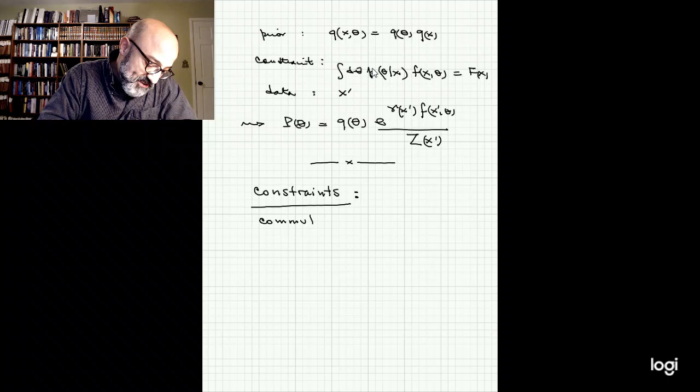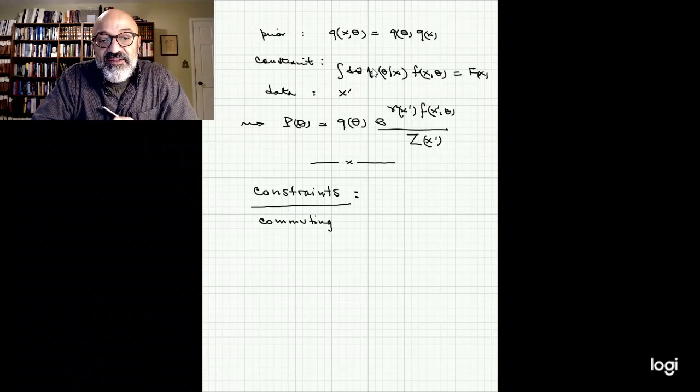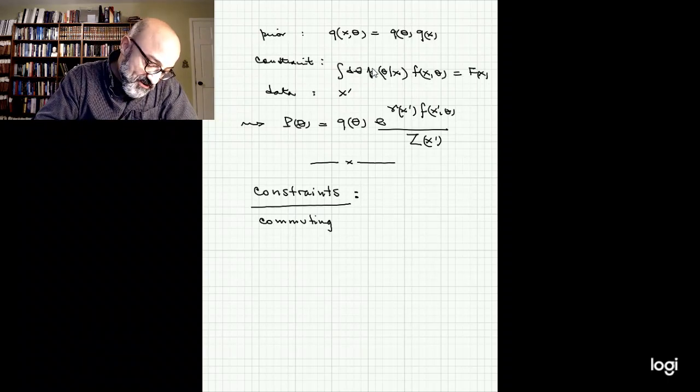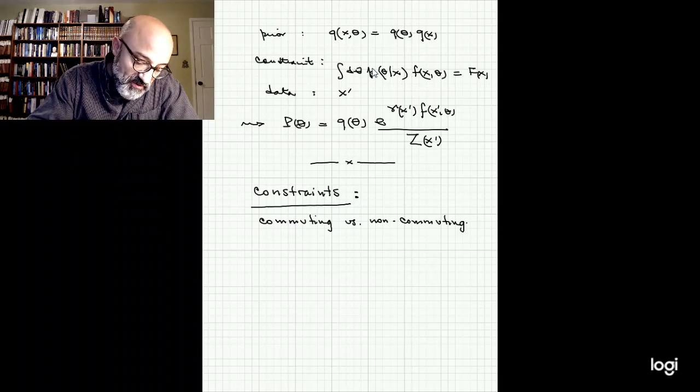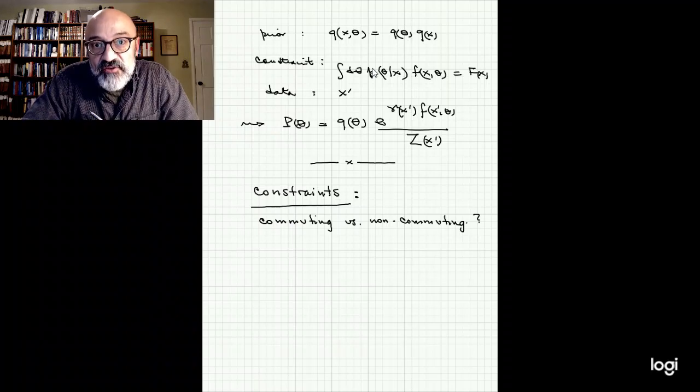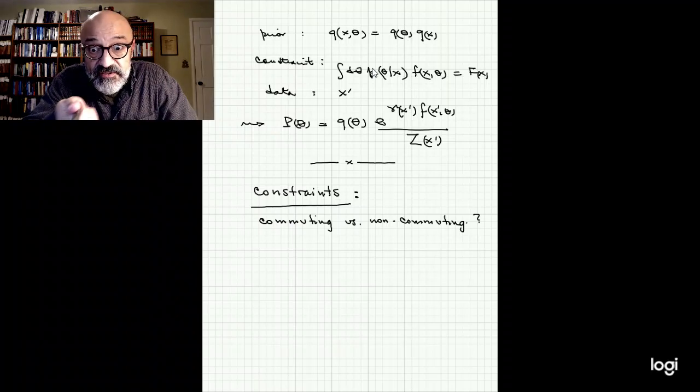So does it matter what order you apply your constraints, commuting versus non-commuting constraints? Which one is it? How do you choose this? If you do this wrong, you're going to get your answers wrong.